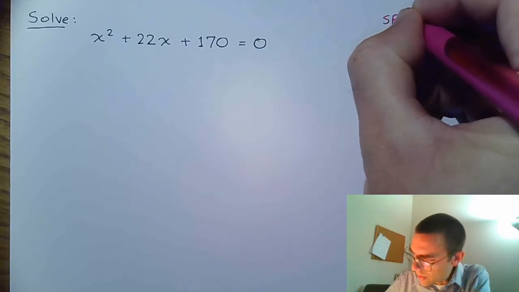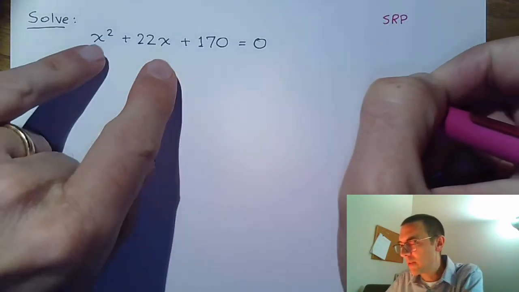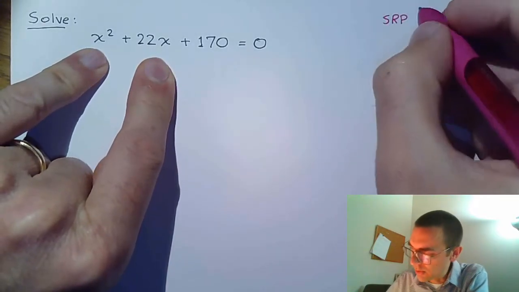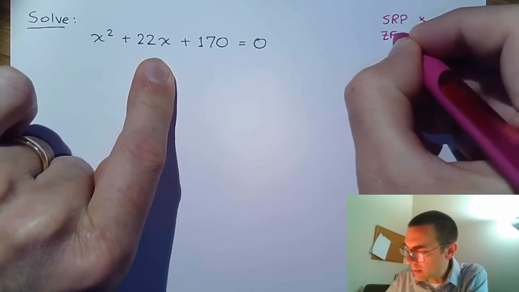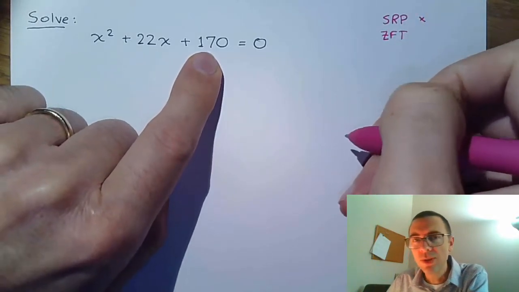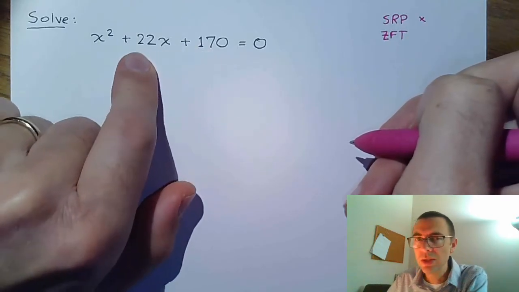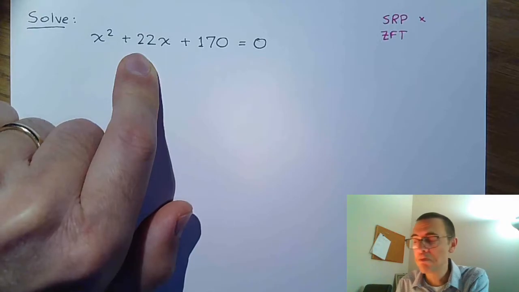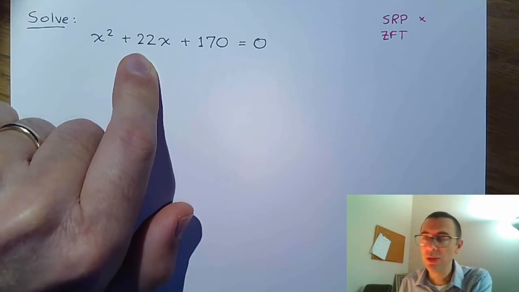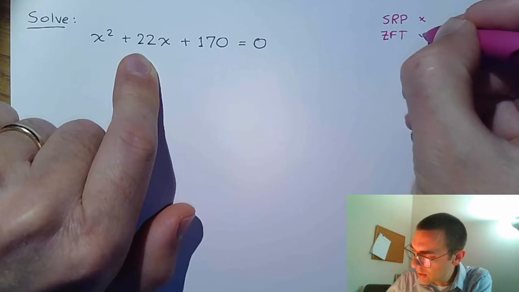Can I use the square root property? Well, I've got 2 instances of the variable, so the answer here is no. Well, what about factoring? Can I find factors of 170 that add to 22? Now you can go through the entire list of 170's factor pairs, but you won't find a combination that gives you 22. So factoring does not work.